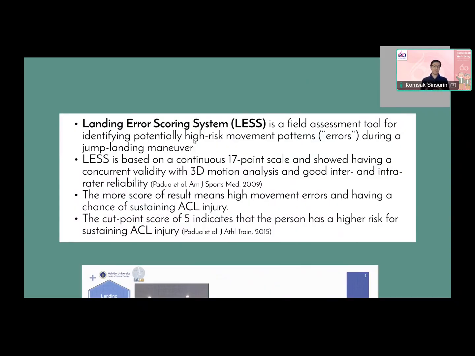A higher score means more movement errors and a greater chance of sustaining ACL injury. The cutoff score to identify non-contact ACL injury risk is a score of 5 or more, which identifies an athlete with a high risk of sustaining ACL injury.